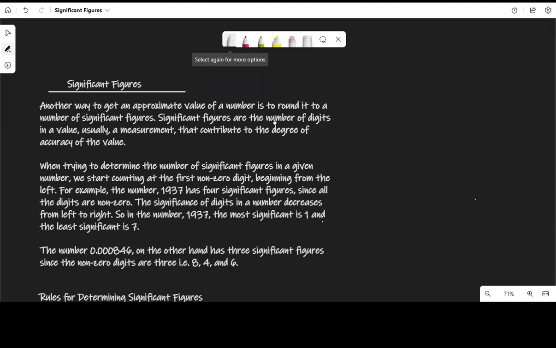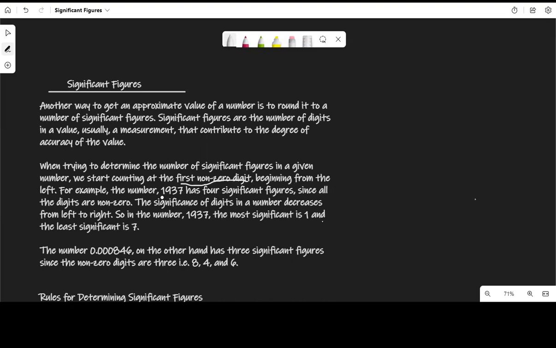Significant figures are the number of digits in a value, usually a measurement, that contribute to the degree of accuracy of the value. And when trying to determine the number of significant figures in a given number, we start counting at the first non-zero digit. This is a keyword. The first non-zero digit, and we usually begin from the left-hand side.